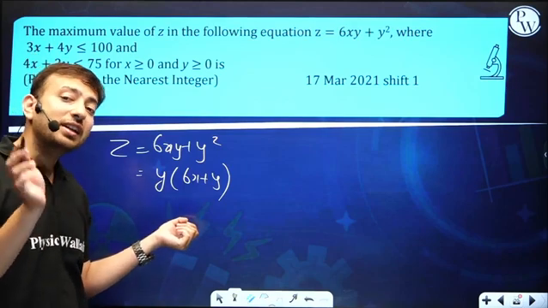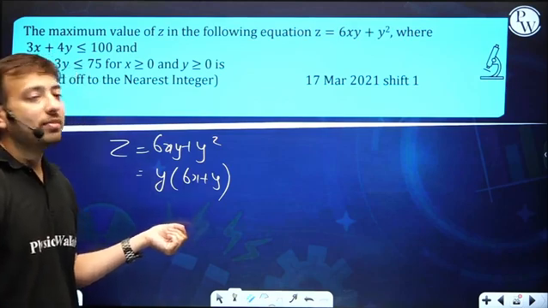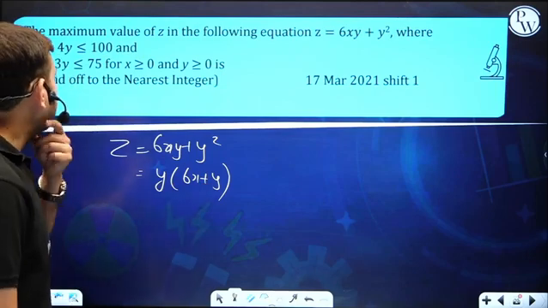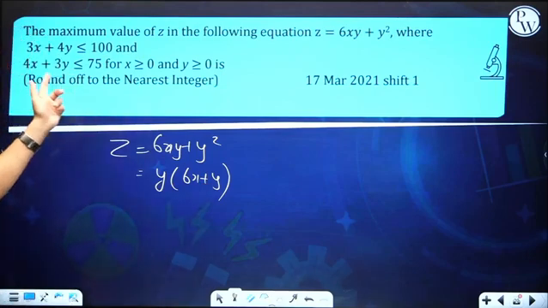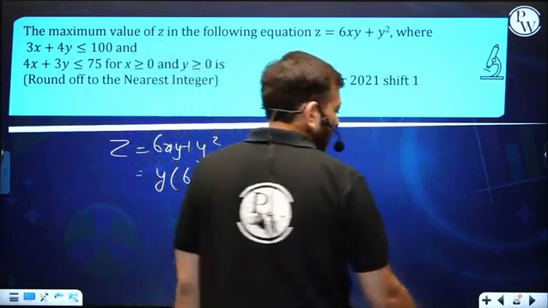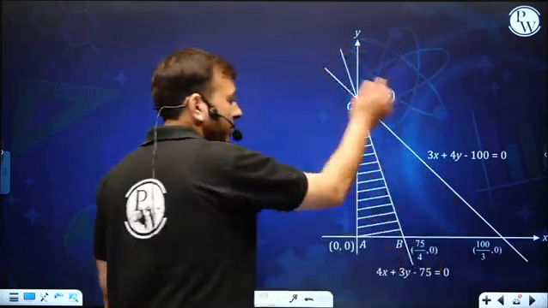In LPP it is always a linear equation which we need to minimize or maximize, right? Here it is not linear. Linear constraints are given: 3x plus 4y less than 100, and 4x plus 3y less than 75. Now, if you draw this, this will be the graph.